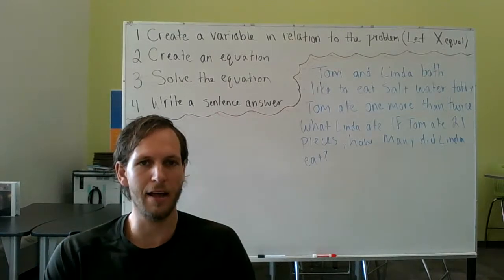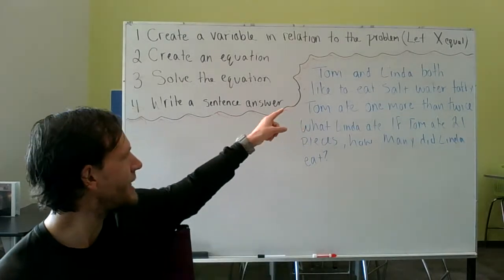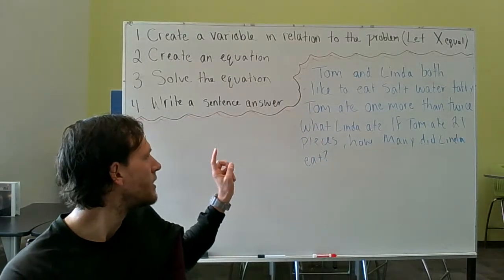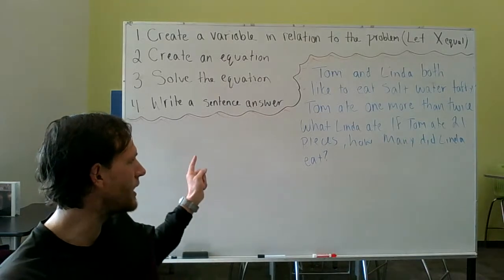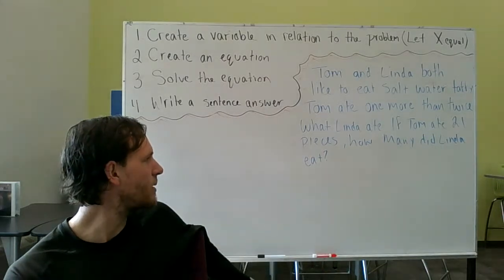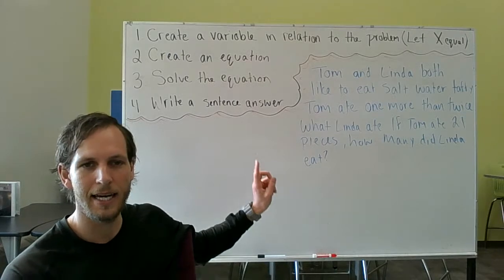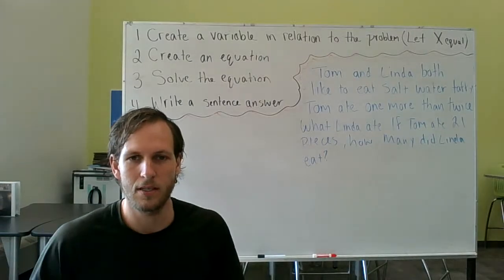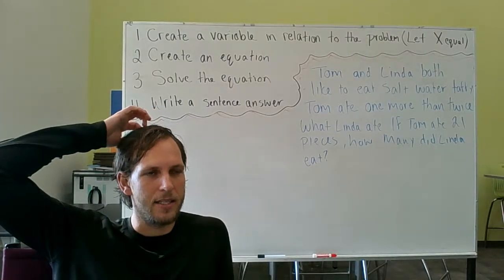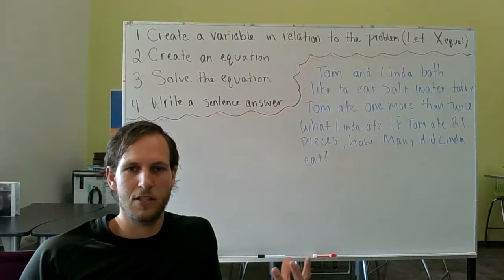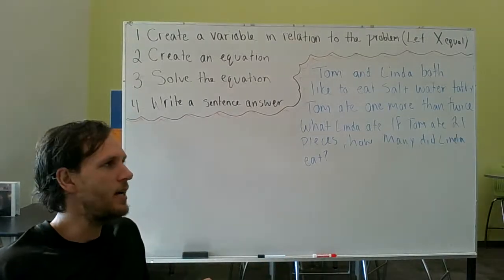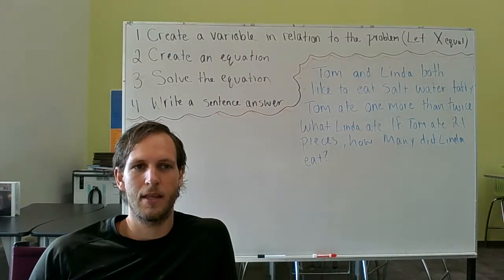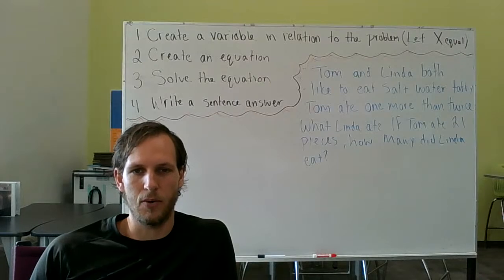So let's go through this question here. Tom and Linda both like to eat saltwater taffy. Tom ate 1 more than twice what Linda ate. If Tom ate 21 pieces, how many did Linda eat? So there we go. We're starting with a word problem. Now I'm going to give you some strategies here to solve this. In this first example, I'm going to give you the equation, and I'm going to work through that equation with you. The next question I write up, we're going to see if you can do it on your own.